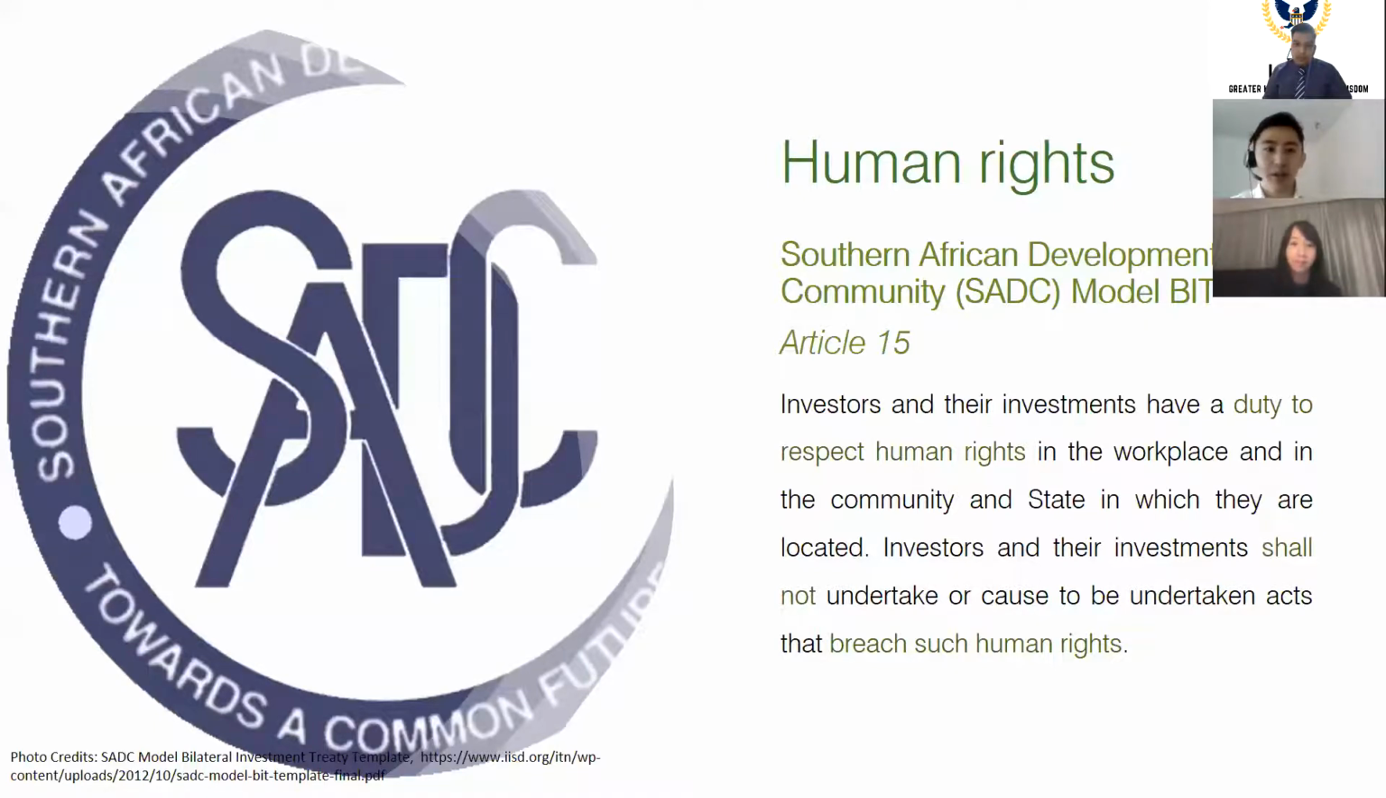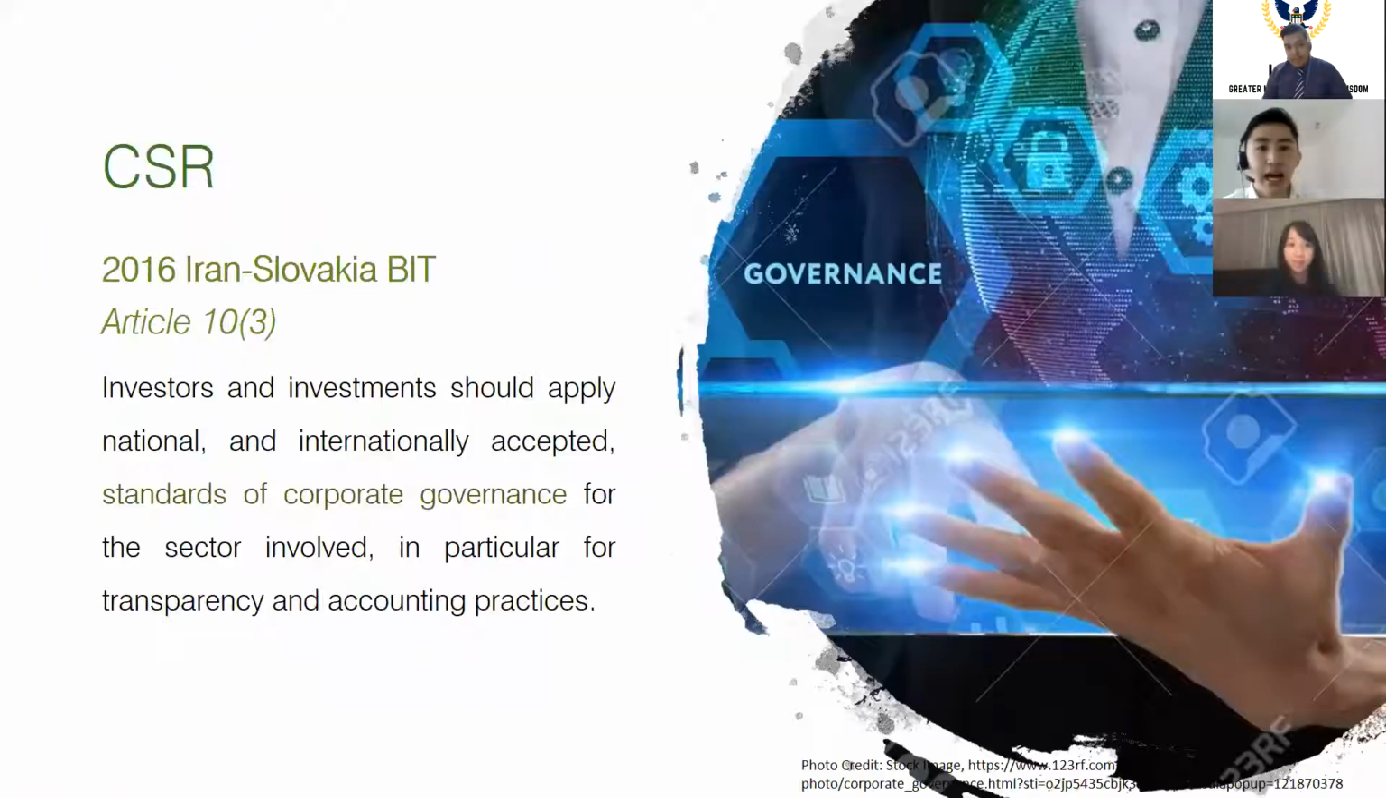And lastly, we look at a CSR provision, 2016 Iran-Slovakia Bilateral Investment Treaty. Article 10.3 states that investors and investments should apply national and internationally accepted standards of corporate governance for the sector involved. It is at least arguable, and there are some issues with drawing such parallels, but it is at least arguable that CSR and human rights provisions can include some form of environmental standards.